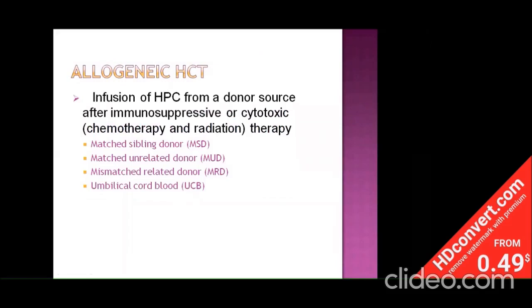So what is allogeneic transplant? We already briefly saw this. Allogeneic transplant is infusion of marrow from a donor source after immunosuppressive cytotoxic chemotherapy or radiation therapy. The patient first receives chemotherapy or radiation therapy, then receives the marrow from the donor. Here I have mentioned 4 points: matched sibling donors, matched unrelated donors, mismatched related donors, and umbilical cord blood can be used.